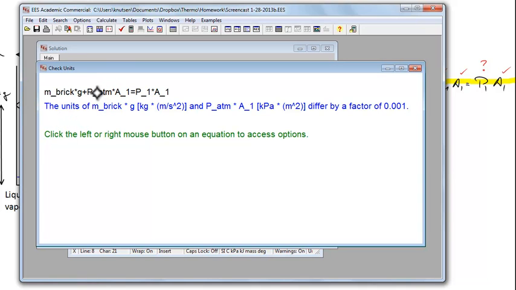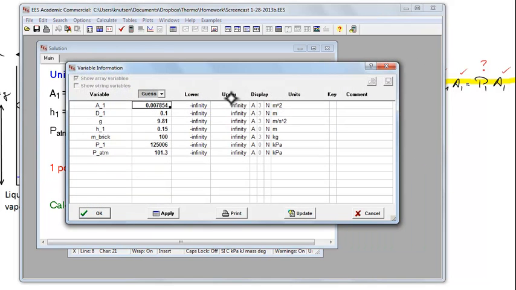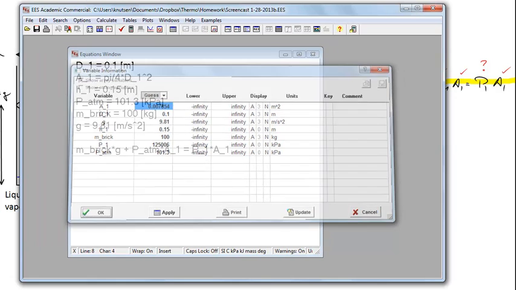And what it is, the fact that I've got all my pressures in kilopascal. If I go back to my variable information, I've got kilopascal here, whereas in my units of weight I've got m times g, which is newtons, and my units of area are meters squared. So I really want them in kilonewtons.